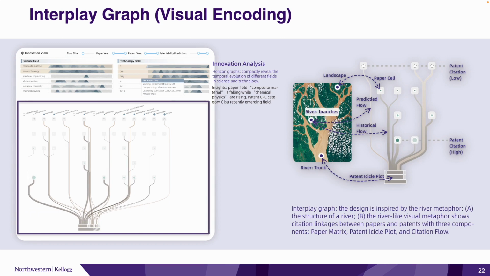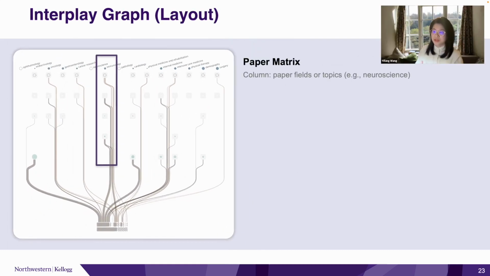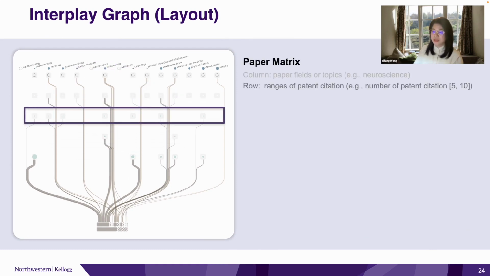The interplay graph shows the citation linkage from patents to papers. The design of the interplay graph is inspired by the river metaphor. It consists of 3 parts. First, in the paper matrix, each column represents a paper field, and the row represents different ranges of patent citations. The lower the row, the higher the number of patent citations these papers have, and also the closer these papers are to the frontier of science and technology.